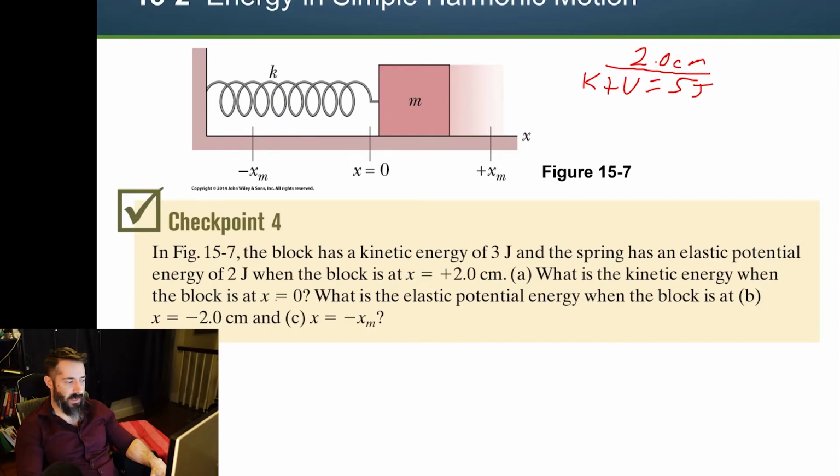What is the kinetic energy when the block is at x equals 0? Right here in the middle. What is the elastic potential energy when the block is at x equals negative 2? So we're going to have negative 2 is one of the things. And then when x is equal to negative x, so saying what is the potential energy.